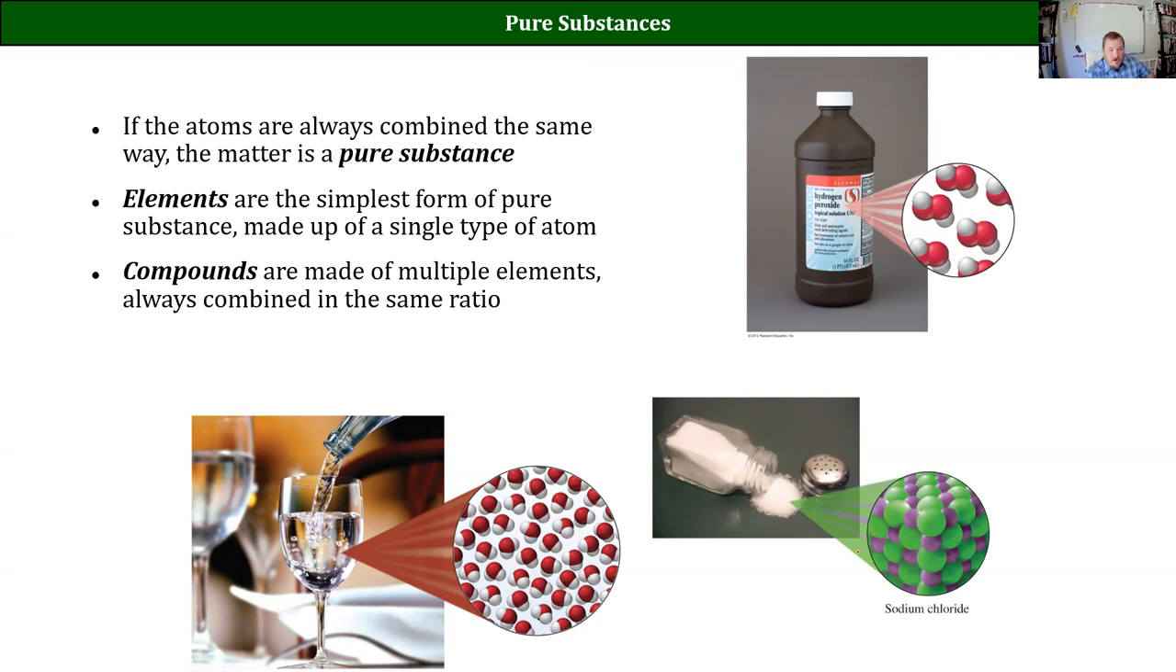And same for sodium chloride. For sodium chloride, for a salt, you have the same number of sodium ions as chloride ions. Every chloride ion is going to behave the same way, and is going to be connected to sodium atoms in the same way as every other chloride.